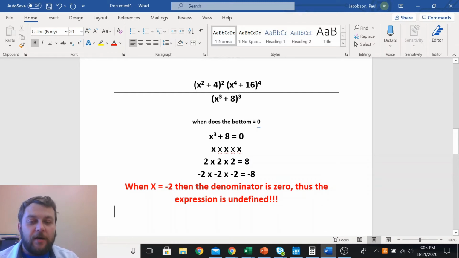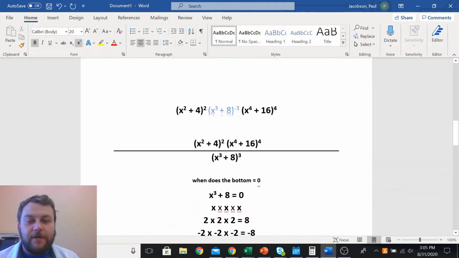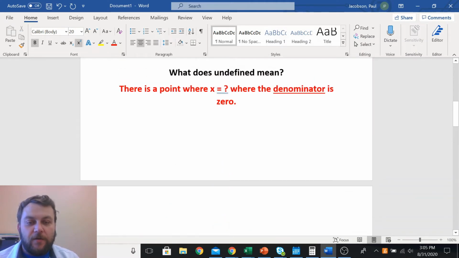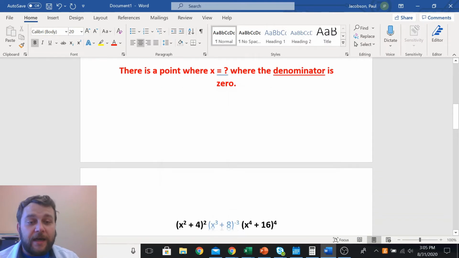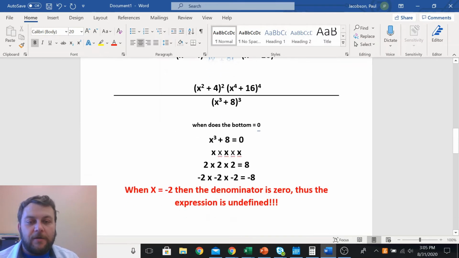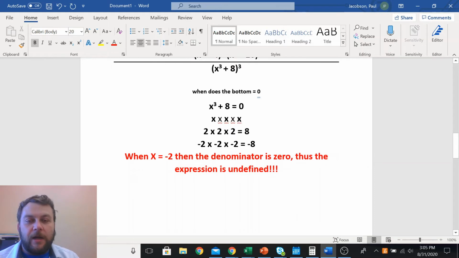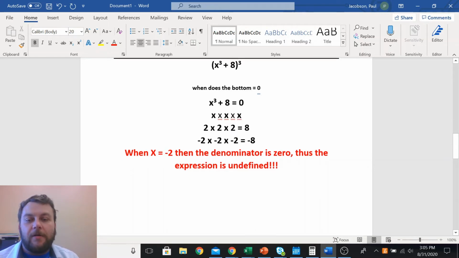Notice how we didn't even care about this. That part right there to the third power is just there to confuse you. All of this stuff is just clutter. All we care about when determining if something is undefined is that denominator. Okay. When does the denominator equal 0?